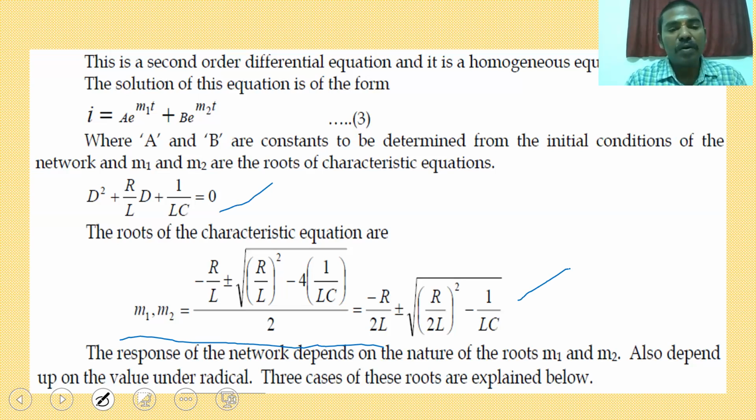In this you have to go for a good discussion with respect to the roots, because the roots may be real, non-equal, or complex conjugates. According to that, there are three damping conditions you can get: underdamped, critically damped, and overdamped. To understand this, under the radical, (R by 2L) whole square minus 1 by LC, we are going for the calculation.